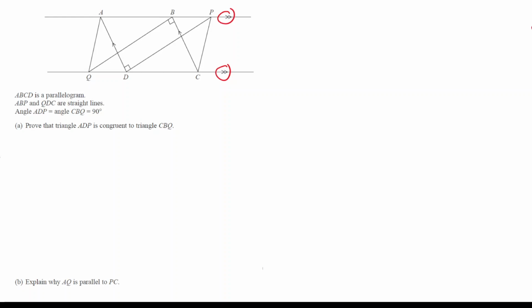So congruency means that two or more shapes are exactly the same shape and exactly the same size. So in other words, identical. So how can we do that with a triangle? We have a couple of options. We have side, side, side congruency, so that would be SSS. We also have side, angle, side congruency. We have angle, side, angle congruency. And we have RHS as well, which is right angle, hypotenuse, and one other side. Let's have a look at which of those methods we could use here.